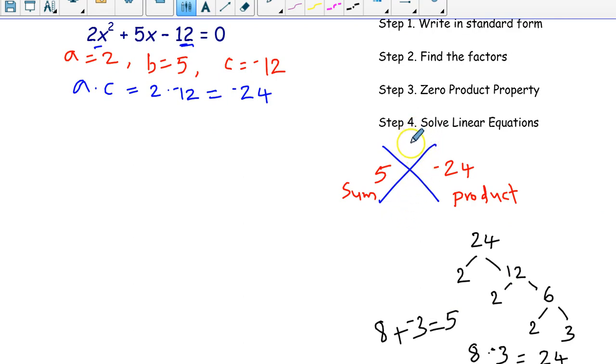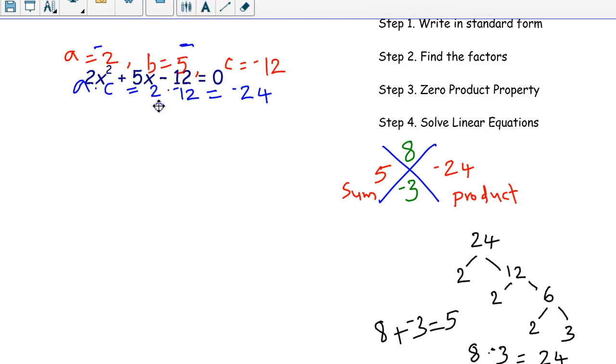It is not necessary, but just for our convenience, let us have the bigger factor, that is 8, which is greater between those two, between 8 and negative 3. I'm writing 8 there and negative 3 is here. If you want, you can as well write negative 3 and 8. That's fine.